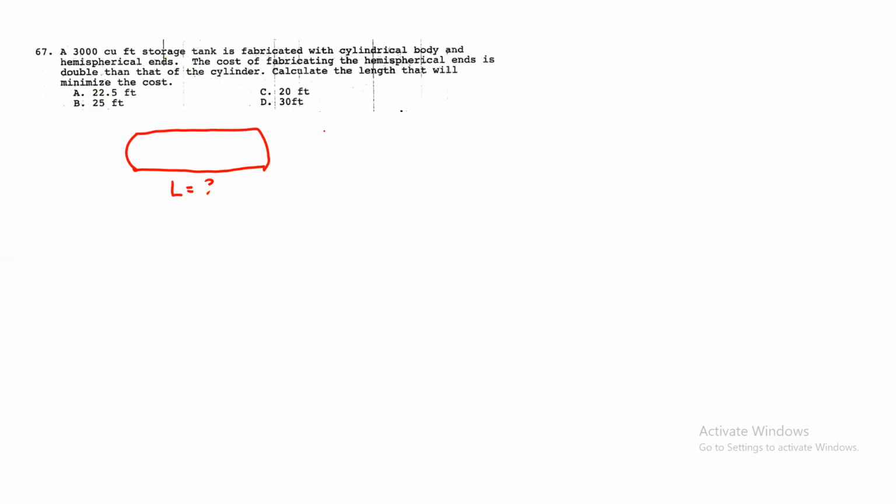So, syempre, volume total natin dito is equals to volume ng cylinder plus, ito kasing dalawang ends niya, dalawang hemispherical ends. So, ibig sabihin, pag pinagbuo natin itong dalawang ends niya, makakabuo yan ng isang sphere. So, pag pinagdugtong natin yung dalawang ends na yan. So, volume ng cylinder plus volume ng sphere. So, ilan yung volume total natin dito? 3,000 cubic feet.